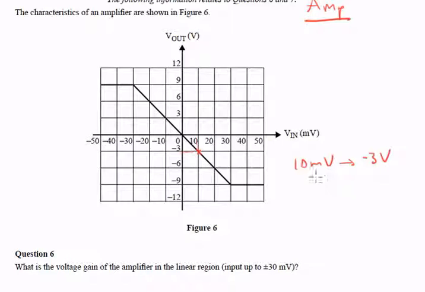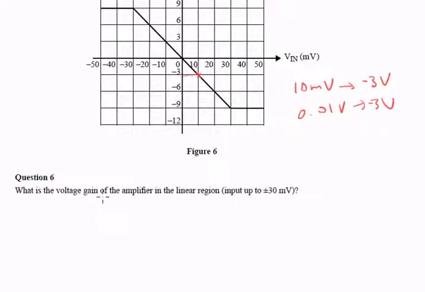It's an amplifier. It made it bigger. 10 millivolts is 0.01 volts, and it turned it into minus 3 volts. So from a small voltage to a large voltage. This is how an amplifier works. They want to know the voltage gain in this linear region, so along here. You can choose any points along here, we'll get the same gain.